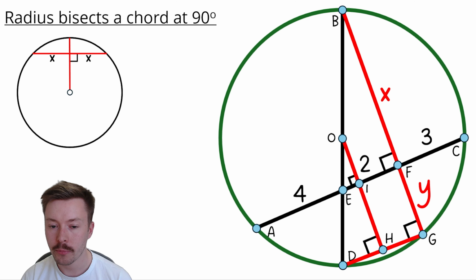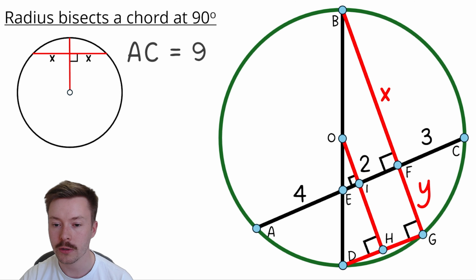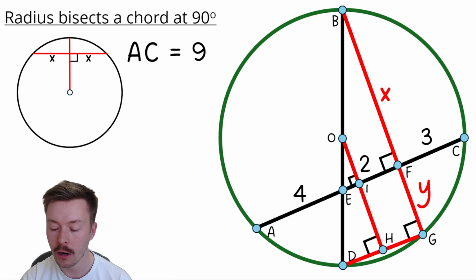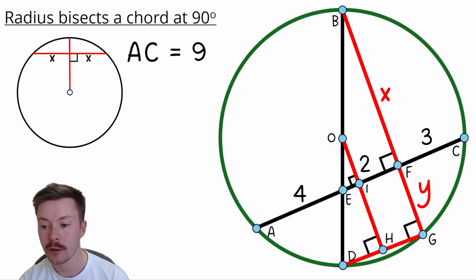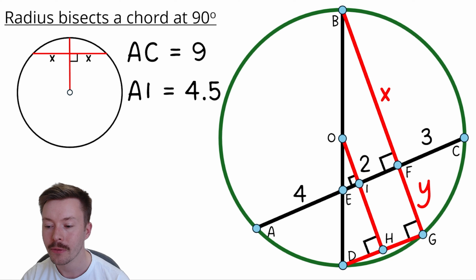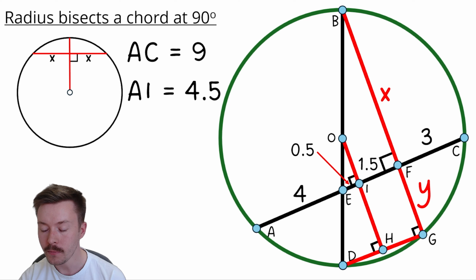Now, that brings me on to the fact that we've got A C is equal to 9. So looking at this chord A C is equal to 9, I'm going to halve that because my O to H line would bisect it because it meets the chord A to C at 90 degrees. So A to I must be 4.5. That means E to I is 0.5 and I to F is 1.5.